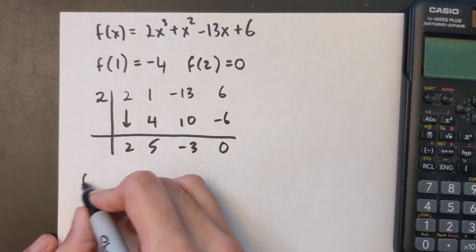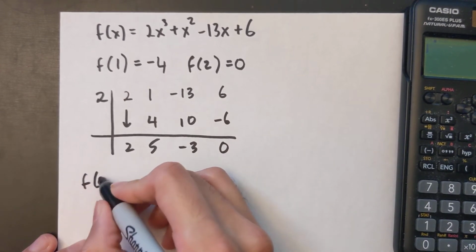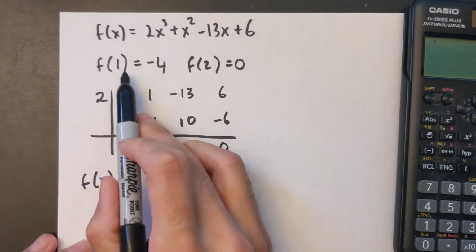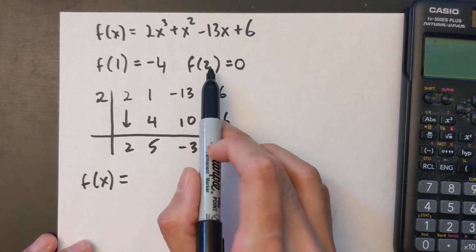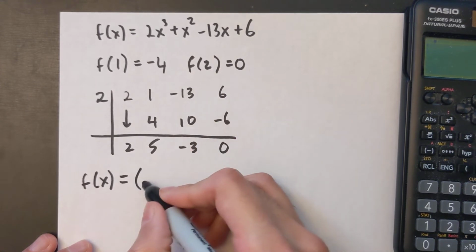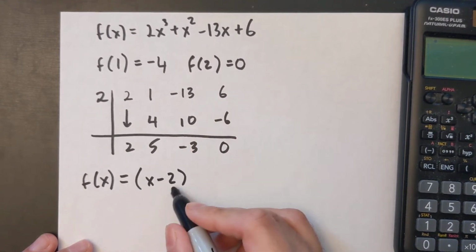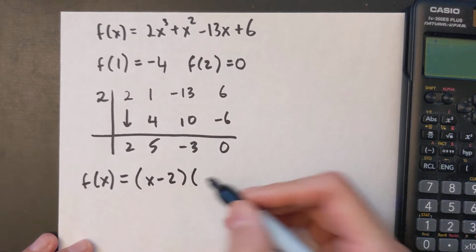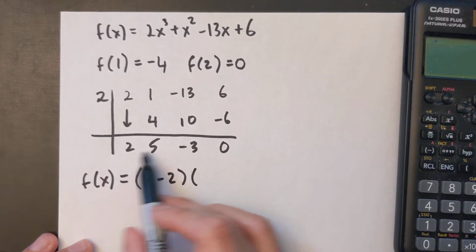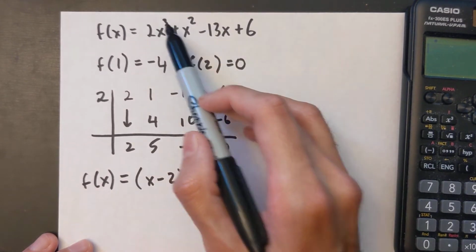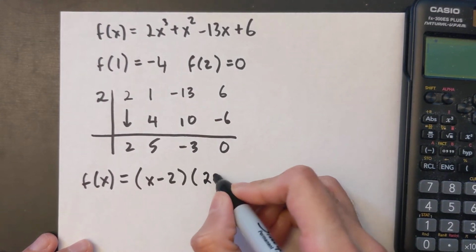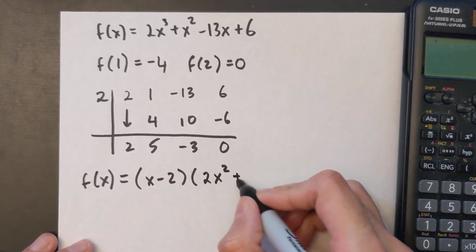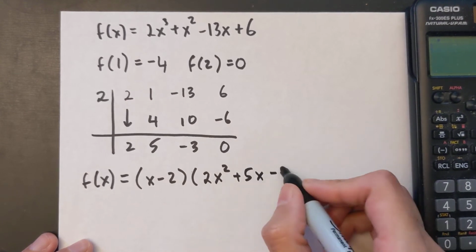Okay, so how am I going to write this solution? The first thing I'm going to do is write f of x equals, my factor was 2. My correct factor was 2, so that's how I get x minus 2, because 2 is a solution to this bracket. And I'm left with the bottom over here. So a cubic equation will turn into a quadratic equation. So these are my coefficients. That's 2x squared plus 5x minus 3.